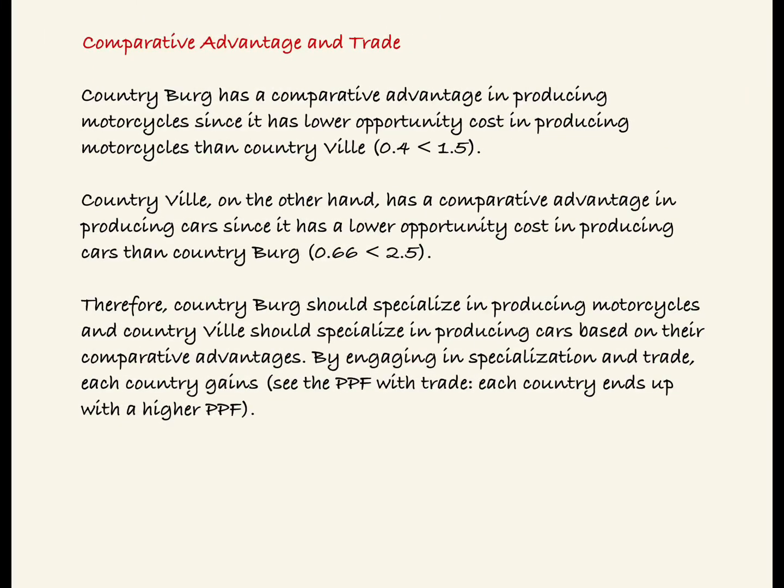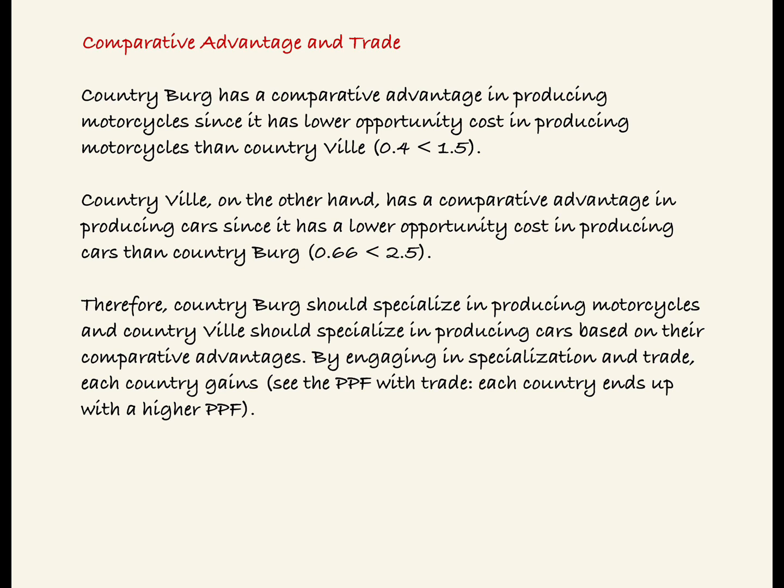Now let's examine comparative advantage and trade. Country Berg has a comparative advantage in producing motorcycles since it has a lower opportunity cost in producing motorcycles than country Ville. Country Ville, on the other hand, has a comparative advantage in producing cars since it has a lower opportunity cost in producing cars than country Berg.